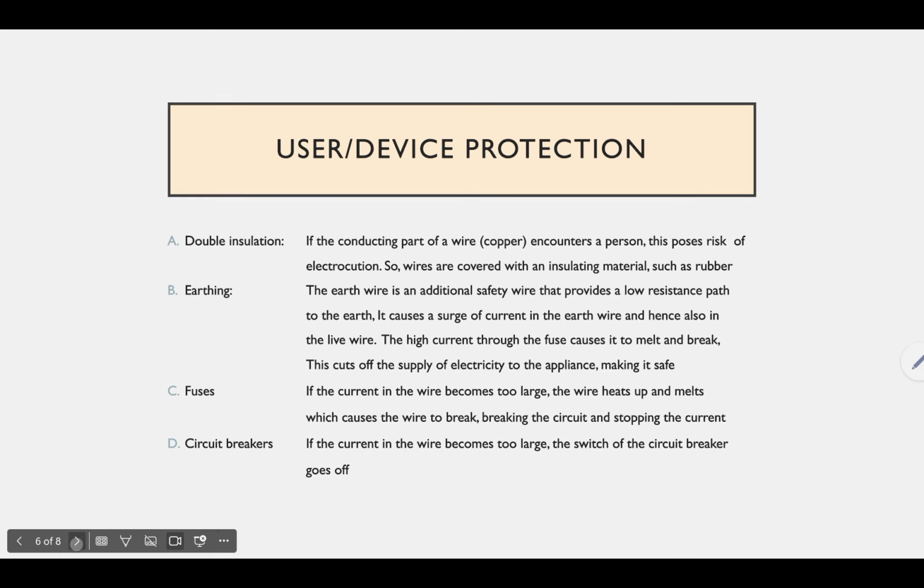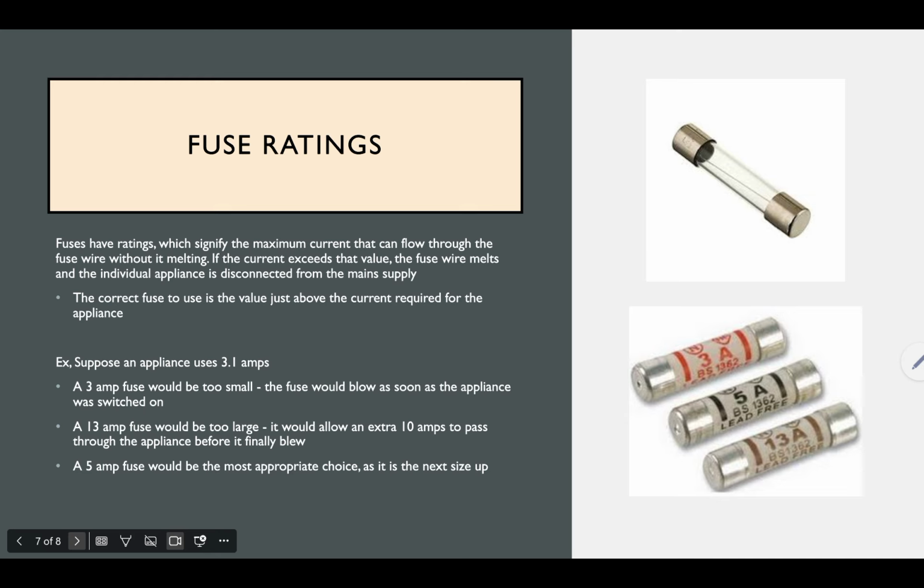You need to know the fuse rating. So if I give you a specific amount of current that is going to pass through, you have to tell me what fuse rating you're going to use. Fuses have ratings which signify the maximum current allowed to flow. If the current exceeds that value, the fuse wire will melt and the individual appliance is disconnected from the main supply, keeping it safe. The correct fuse to use is the value just above the current required for the appliance.